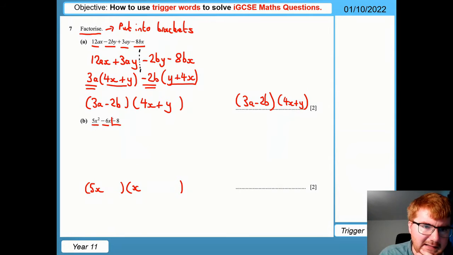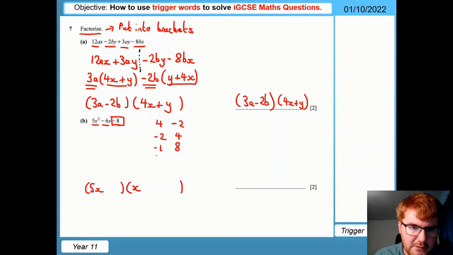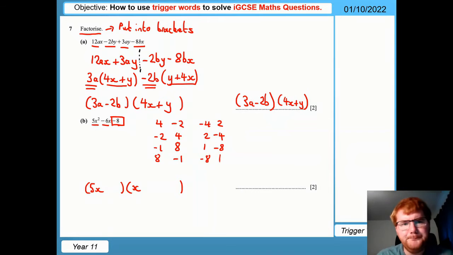Then I look at my last term, minus 8, and think of all the combinations or permutations to give me minus 8. So 4 times minus 2, for example. Again, order matters, so minus 2, 4. Minus 1, 8 also works, 8 minus 1. Again, we can change the signs here as well, so we can have minus 4, 2, 2 minus 4, and the other way around, so 1 minus 8 and minus 8, 1.